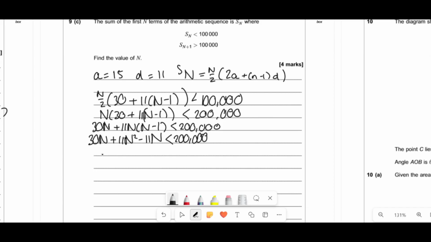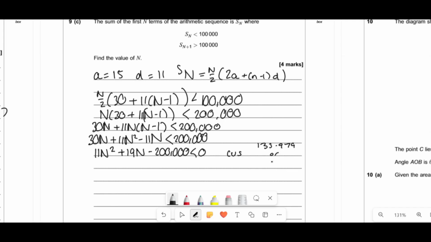If I then tidy this up, I get what? 11n squared. 30 minus 11 is what? 19. So 11n squared plus 19n minus 200,000 is less than 0. So if I find the critical values of this quadratic, we get 11, 19, minus 200,000.